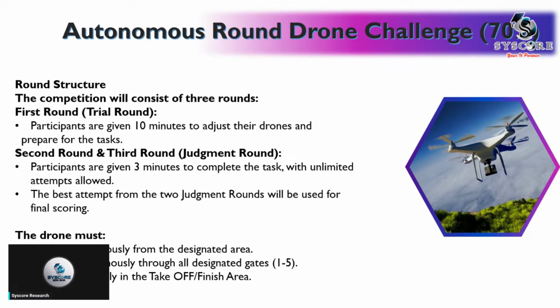The drone must take off autonomously from the designated area, same as the previous control. Then navigate autonomously through all the designated gates and land autonomously in the landing area or the finish area.